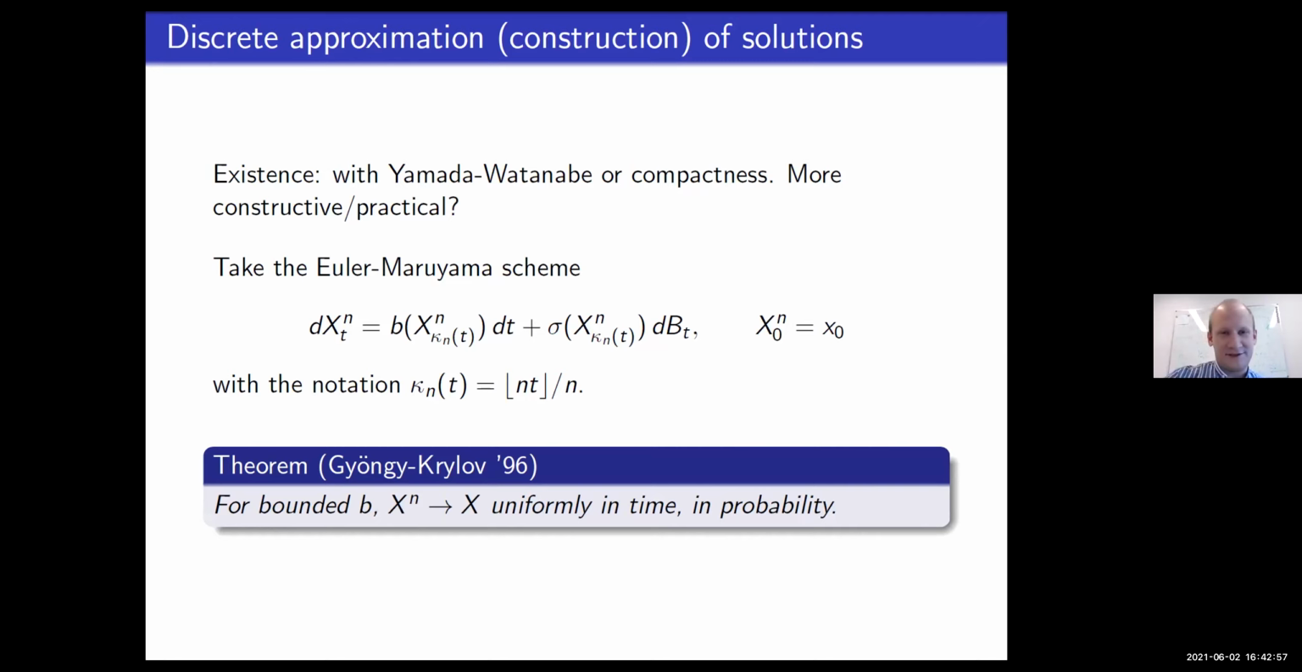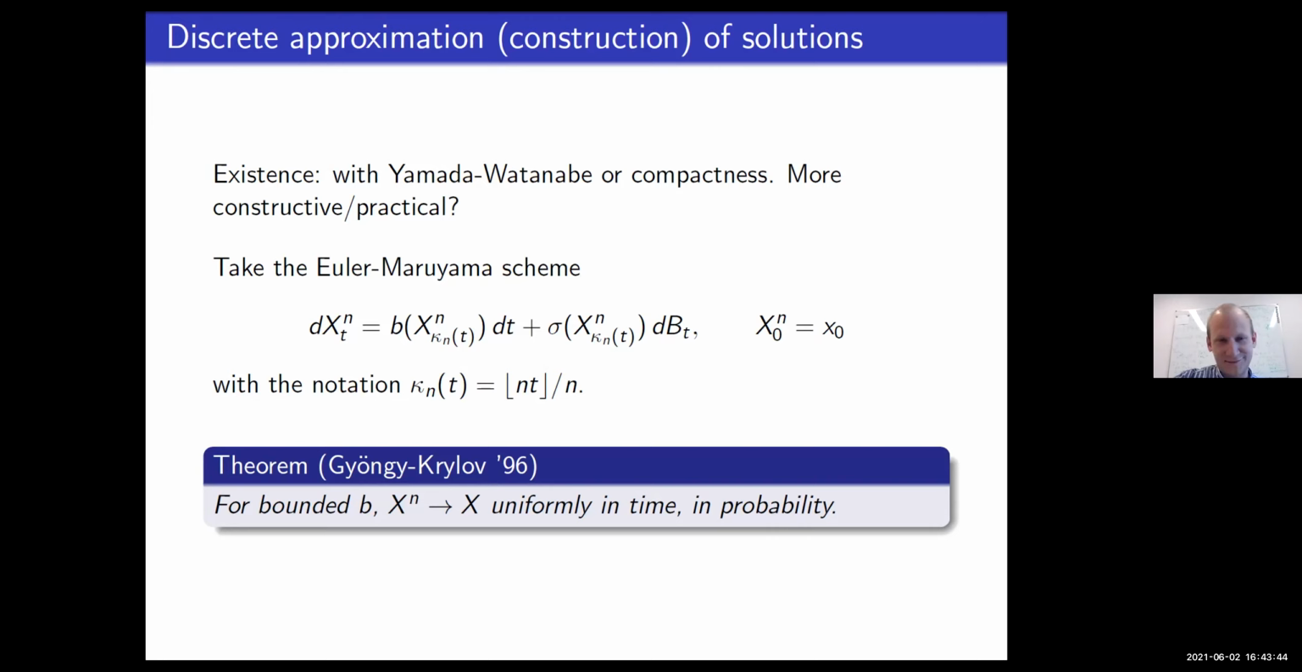Or just in general, you might want to ask how the discretizations of such equations look. The most natural discretization of these equations is the Euler scheme, where this equation just defines the stochastic version of the Euler method. Here kappa_n(t) is defined as follows: you have a grid of size 1 over n, and kappa_n(t) is the last grid point before t. If you look at how this X^n behaves on the grid points, then this is precisely the Euler method, and in between the grid points, this is just a convenient extension.